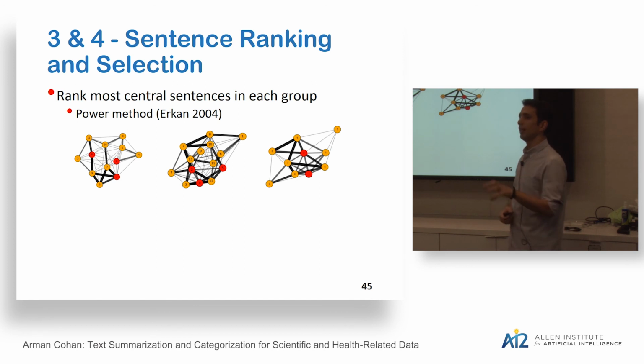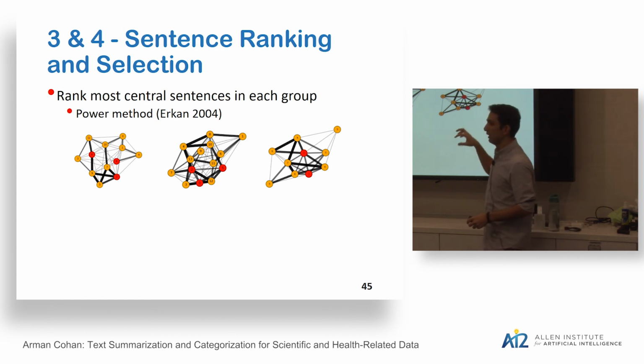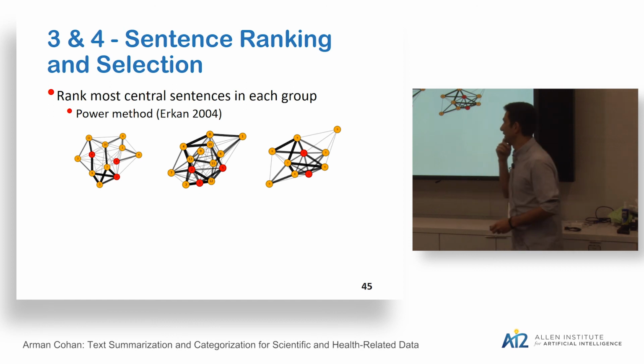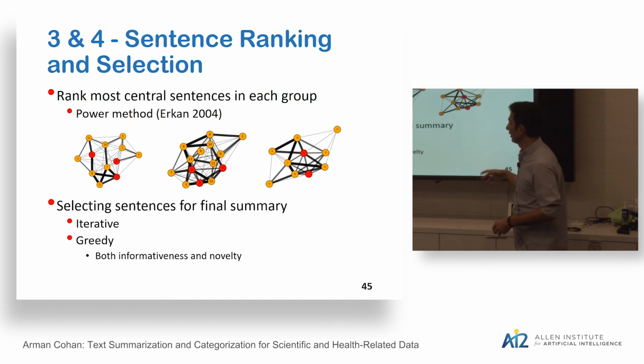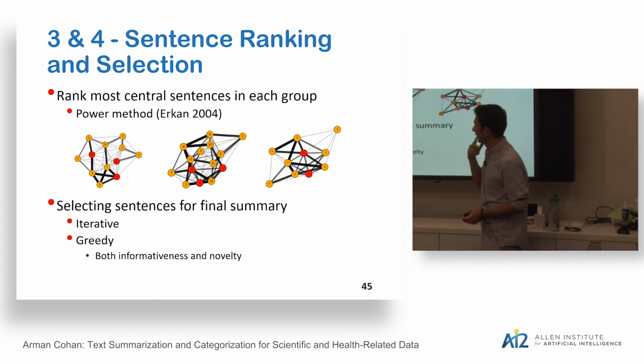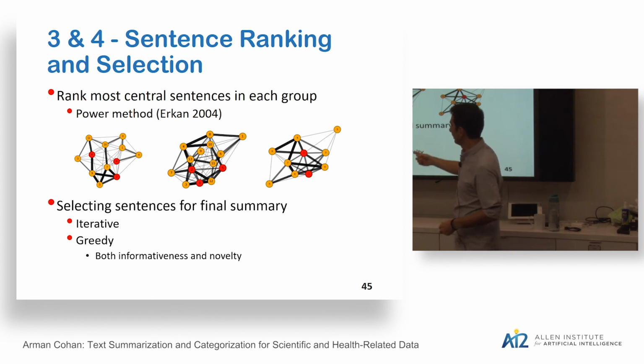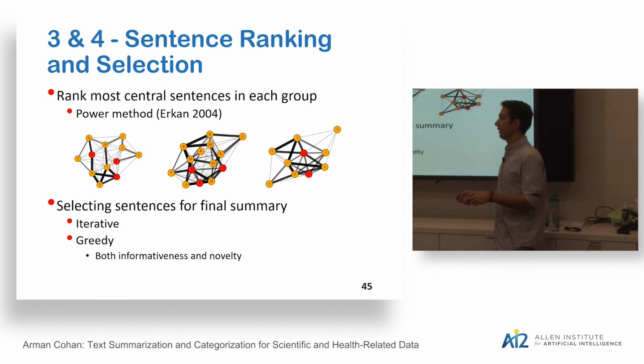Then in order to find the most important sentences, we use the centrality notion, which can be captured by a method like the power method, which is a random walk, PageRank-based method. And using this, we can basically rank sentences based on their centrality. And once we have this rank, we can select sentences for our final summary. We do this in two ways. The first one is iterative, where we just pick sentences until we meet the summary threshold. And the second one is a greedy approach, where when we want to add a sentence to the summary, we also consider how much novelty it adds to the summary.